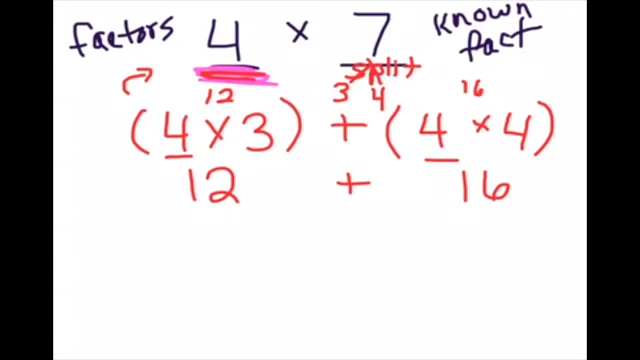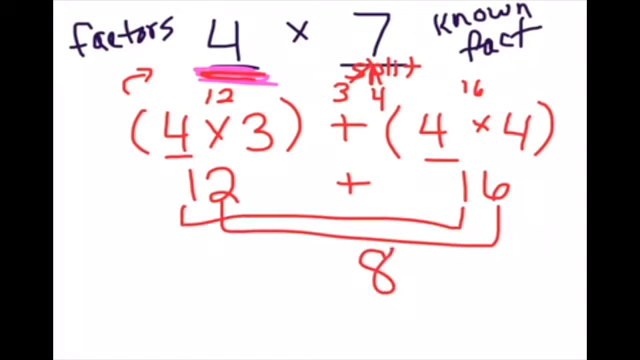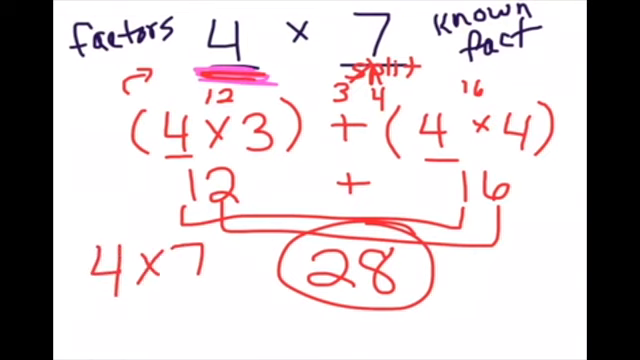So 12 plus 16, well, I know 6 and 2 is 8, and I know 10 plus 10 is 20. So what is our answer for 4 times 7? 28.